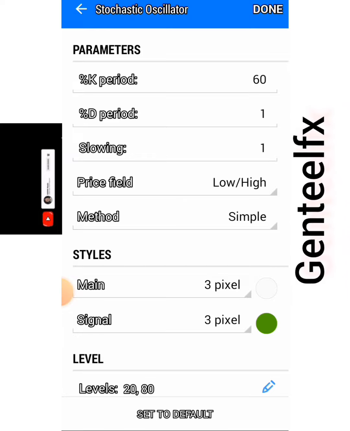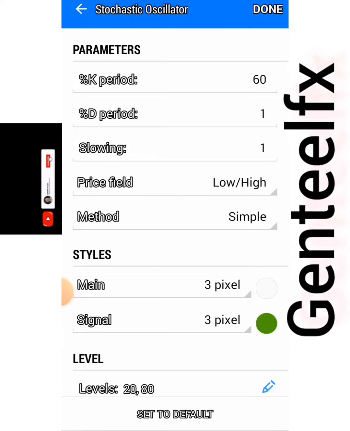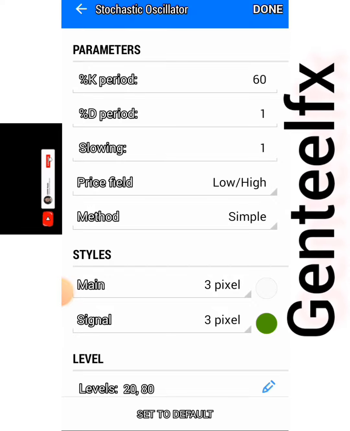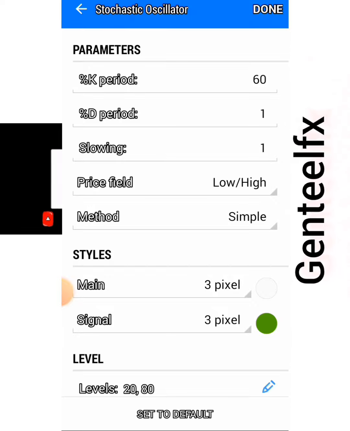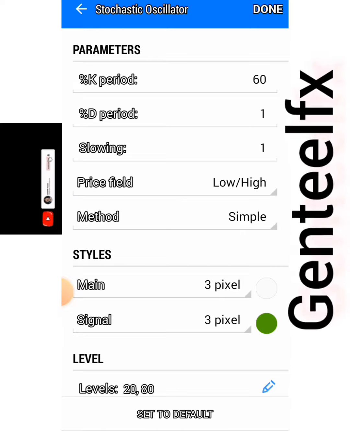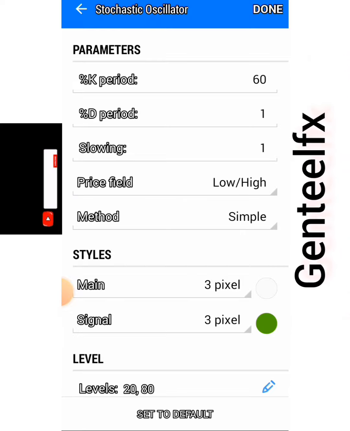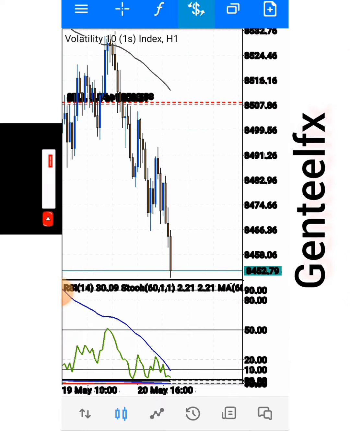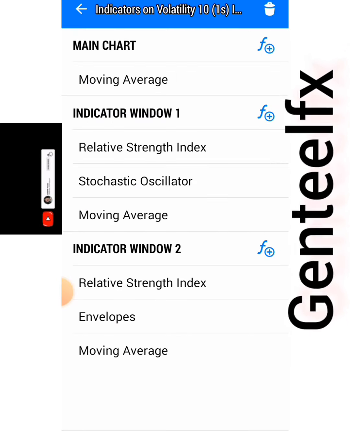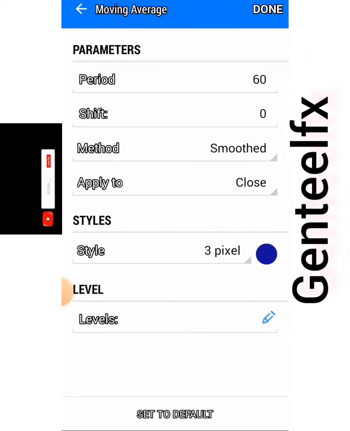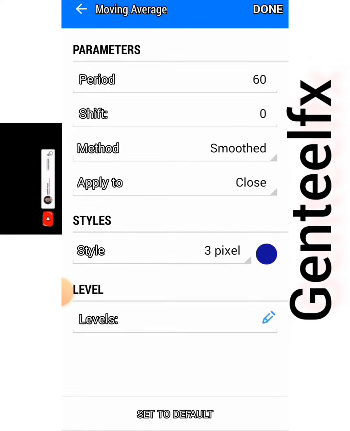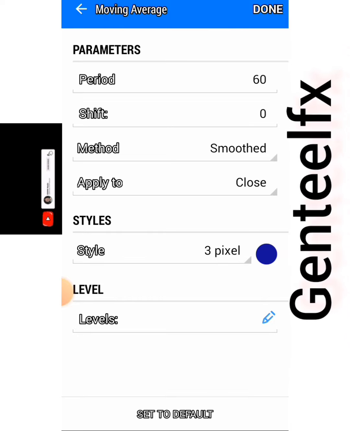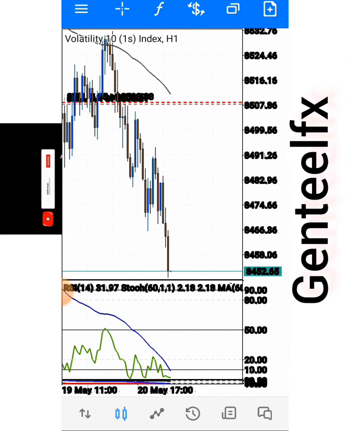3 pixel on main, signal pixel and color of your background, signal is red, levels are 20 and 80. Then you click done. And the moving average is period 60, shift 0, method smoothed, applied to close, 3 pixel. I use purple color, you can use any color of your choice. You click done, and that is it.